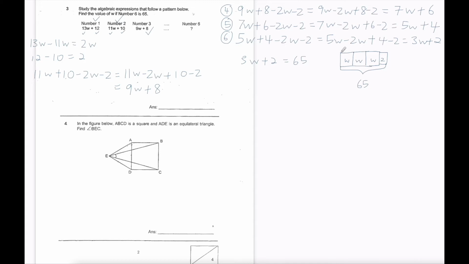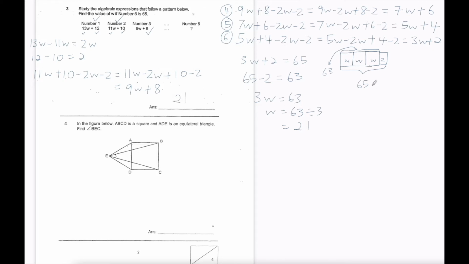Okay, so 3 W's will be equal to 65 minus 2, which is 63. Okay, you can see I'm just taking away the 2 so that my 3 W's are 63. So 3W equals 63. W will be equal to 63 divided by 3. And we have it.